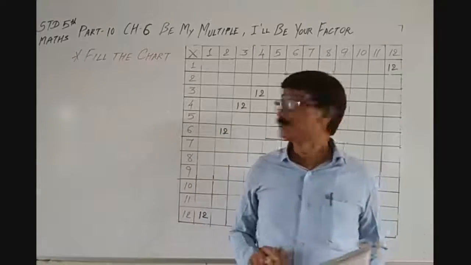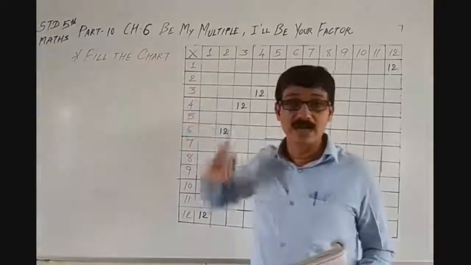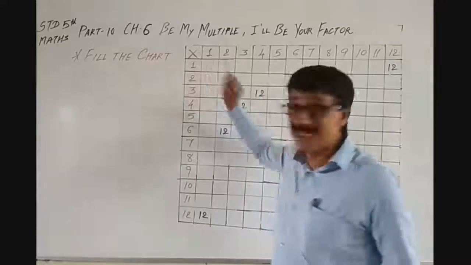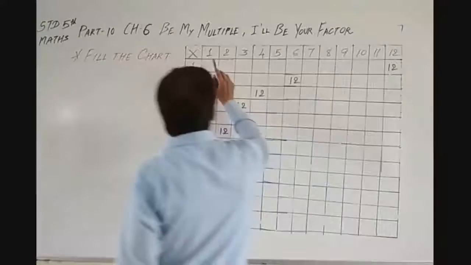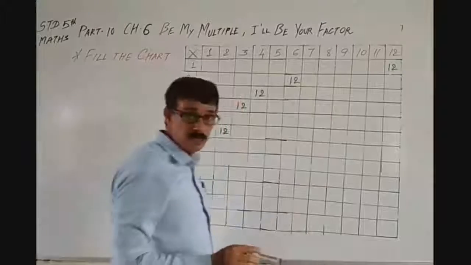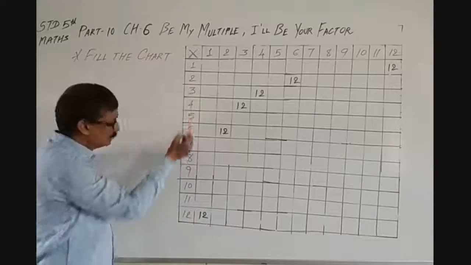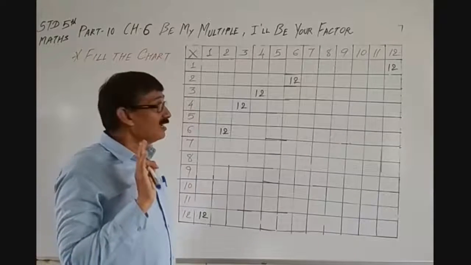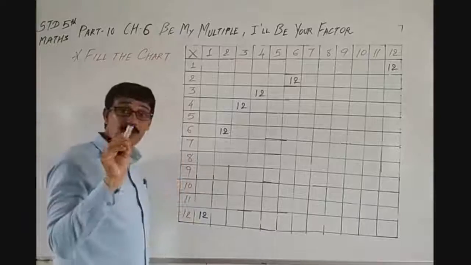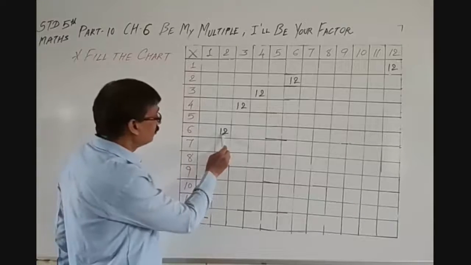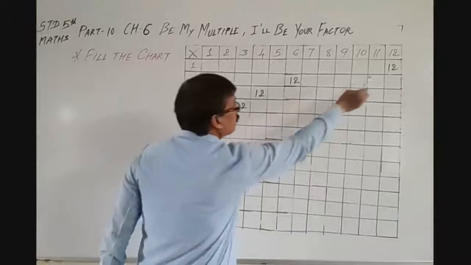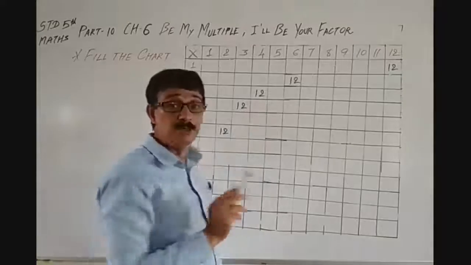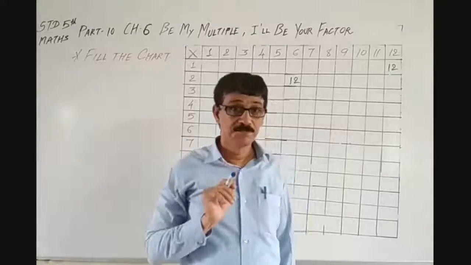Now in this part, it is a fill the chart. This is a multiplication chart. This is the multiplication sign, and here you can see 1, 2, 3, 4 up to 12. Here also you can see 1, 2, 3 up to 12. In this multiplication chart, you can see the number 12 a total of 6 times. Can you see that?